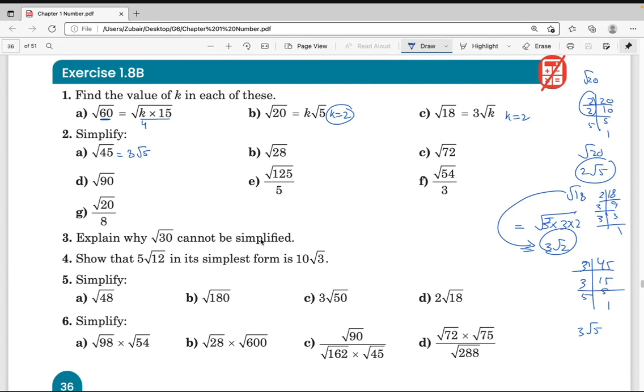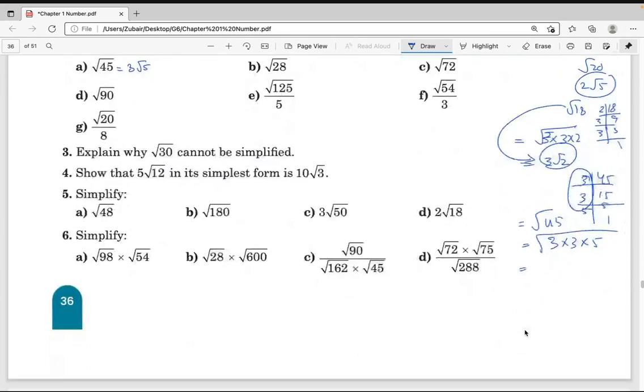Sir, actually, I don't understand when to put outside or inside. This is the pair. Okay, so one number of the pair comes outside. Why does one number come outside? I'll show you. 3 into 3 into 5, square root 45 could be written like this.